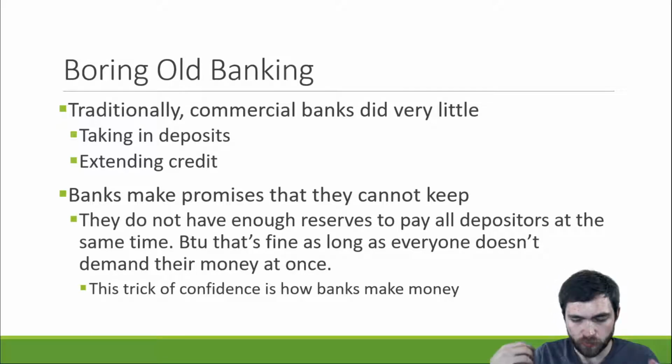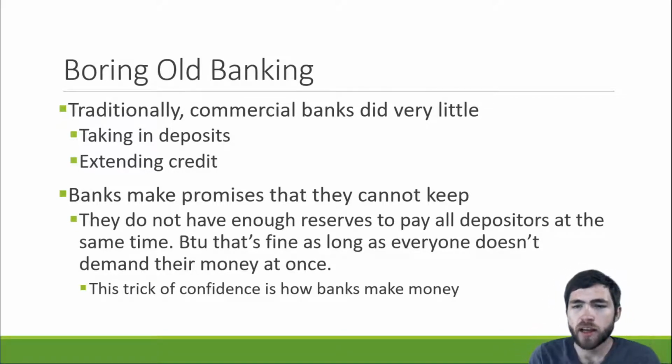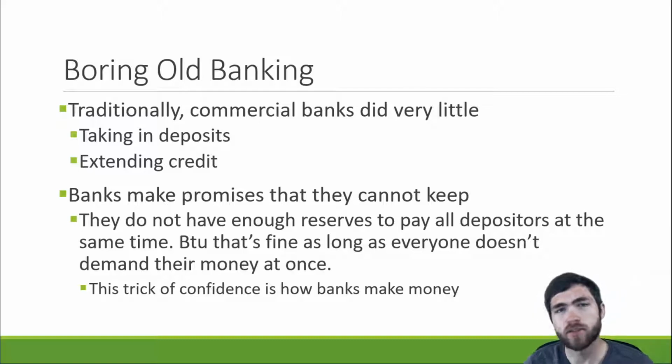So, changing gears, let's talk about the old financial system. And we'll start with commercial banks because they're the oldest and simplest of these institutions. Commercial banks historically have done very little. They just took in deposits and they extended credit. So they kept deposits and they made loans.